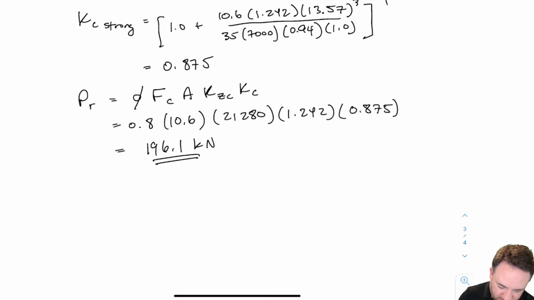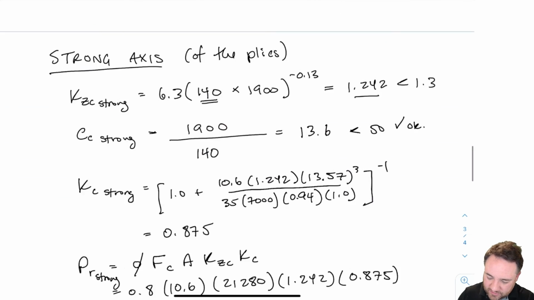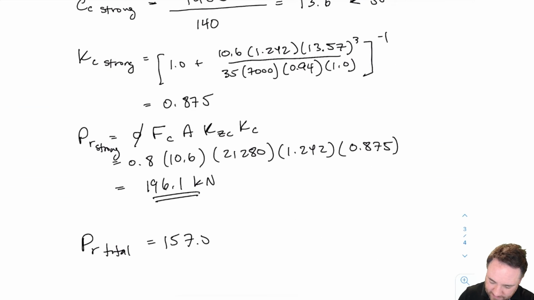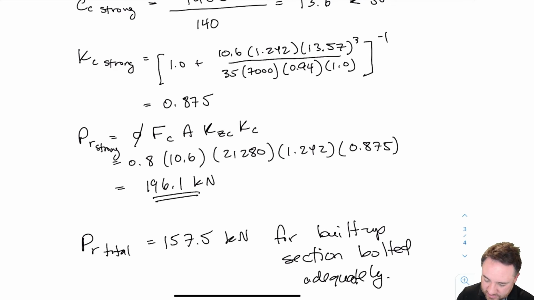So the total strength of this column, PR, because this is PR strong, PR total is going to be the minimum of the two, which in this case was the weak axis, which is 157.5. This is for the built-up section. Bolted adequately. Okay, very good. So that's our final strength.